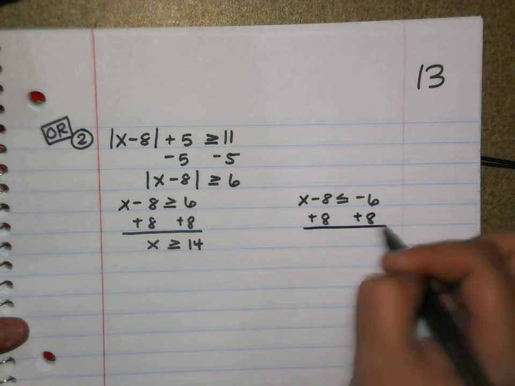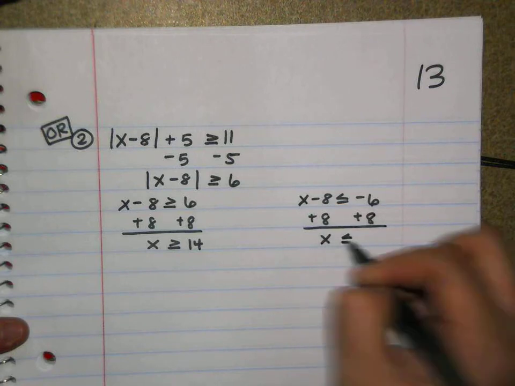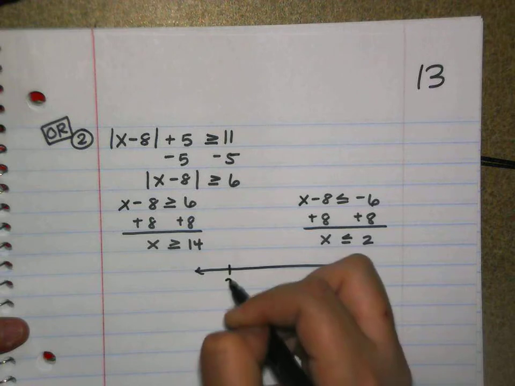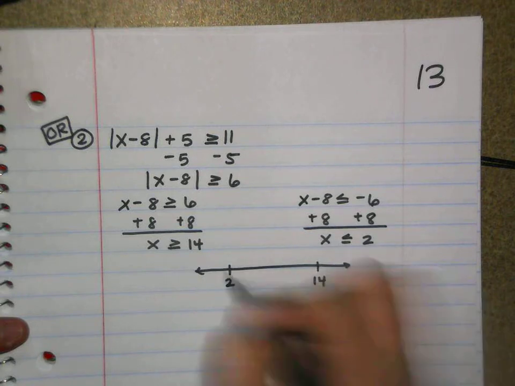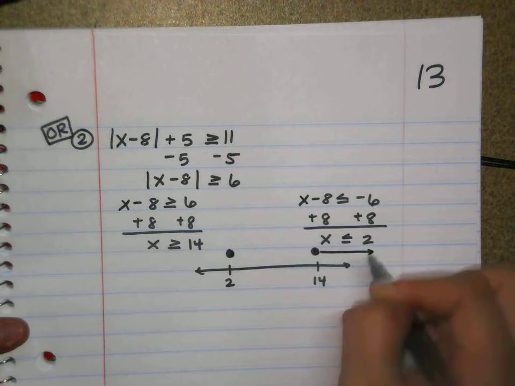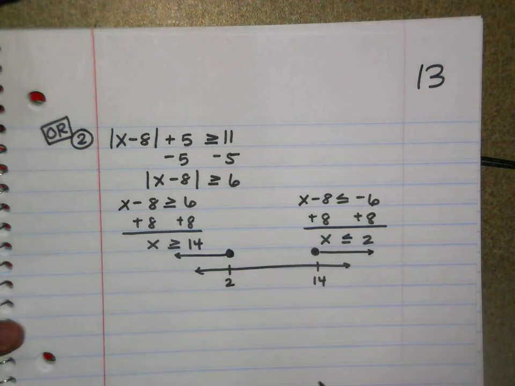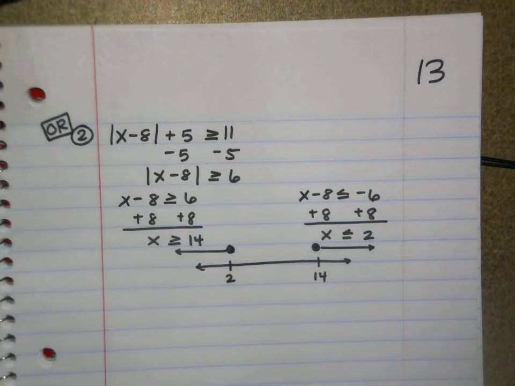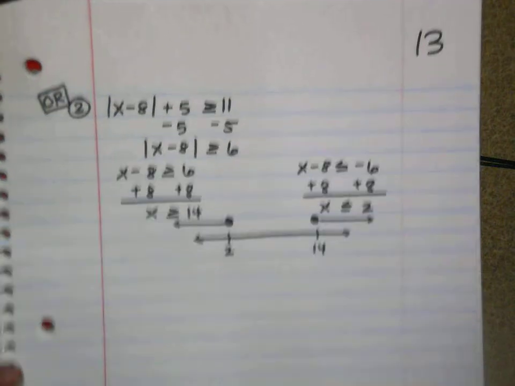We're going to graph, put the 2 over here and the 14 over here, closed circles because they're both equal to, and they're going to go in opposite directions. Okay? It feels a lot more complex, but I think you guys can do it. Okay, let's do one last one for this section so you get the idea of what we're doing.